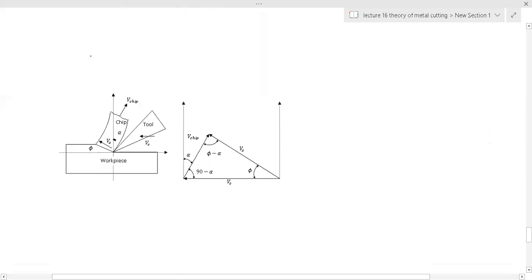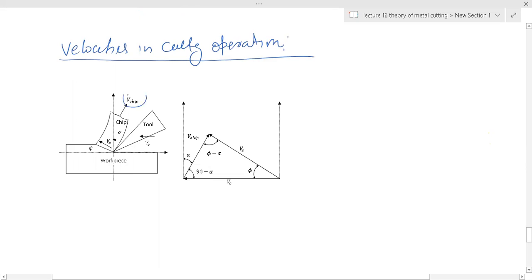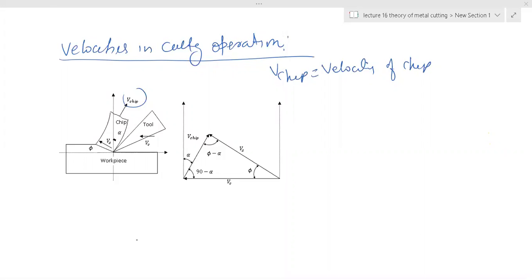Then velocities in a cutting operation. There are basically three types of velocity in a cutting operation. One is chip velocity. V chip is the velocity of chip. These are all relative velocities, so you have to understand them. Velocity of chip is the velocity of chip relative to the tool.